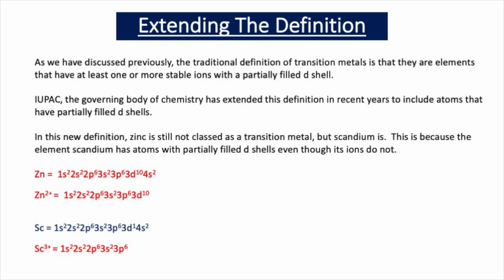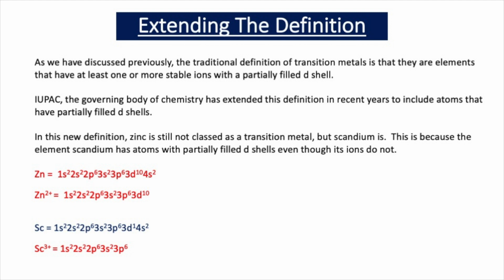Now, we've discussed previously that the traditional definition of transition metals is that they're elements that have at least one or more stable ions with a partially filled D shell. Now, IUPAC, the governing body of chemistry, has extended this definition in recent years to include atoms that have partially filled D shells. Now, in this new definition, zinc is still not classed as a transition metal, but scandium is. Now, this is because the element scandium has atoms with partially filled D shells, even though its ions do not.